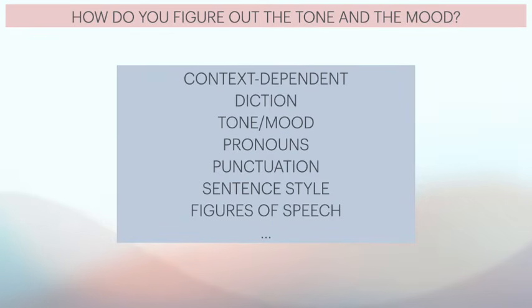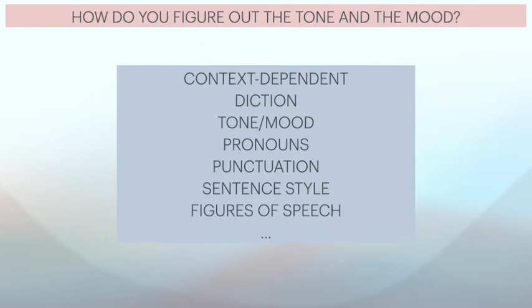Is this set at a funeral? Okay, then it's probably going to have some sort of mournful tone and depressing mood, right? If you think about it being set at a party, then it's going to have a very different perspective. A very important thing to look out for to help you understand the tone and mood of a text is the diction.